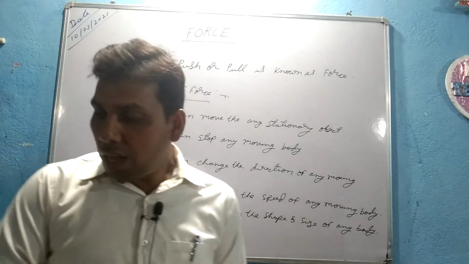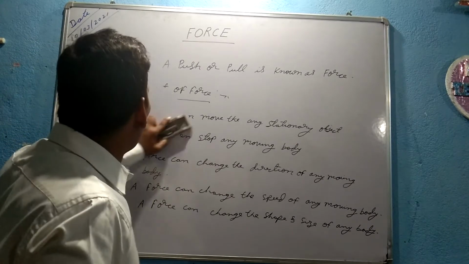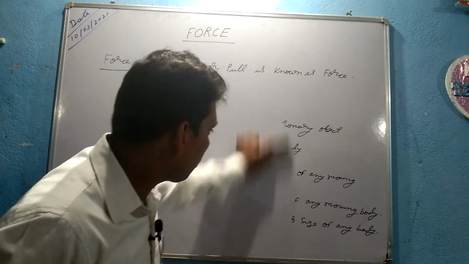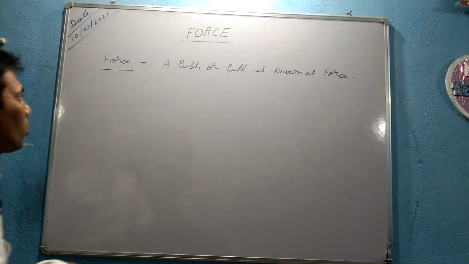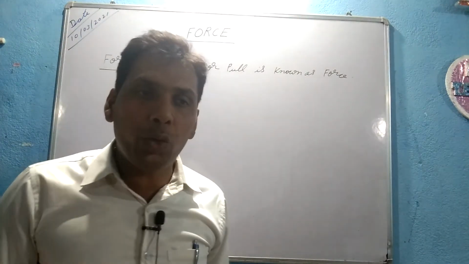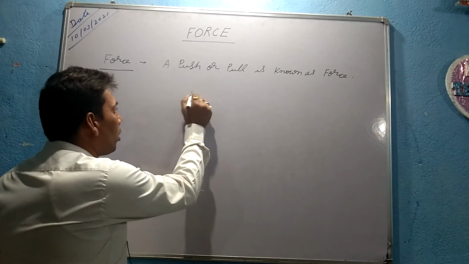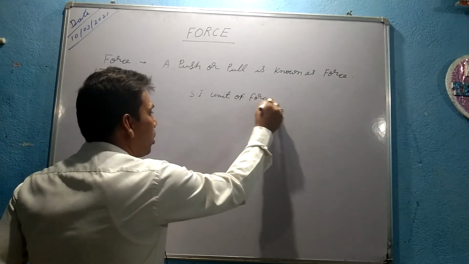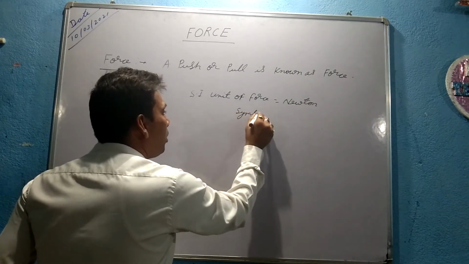Okay. Now further, I will discuss about types of force. First of all, we know that force is a vector quantity. Why? Because force have magnitude and direction also. So it is a vector quantity. Okay. And SI unit of force is Newton. Clear? Symbol is N.